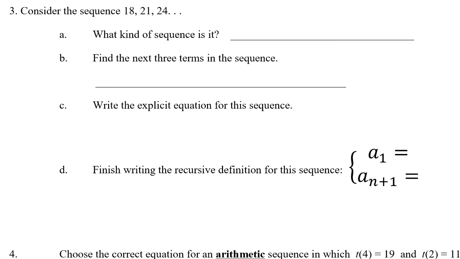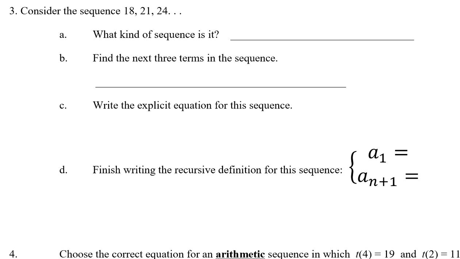Number 3, consider the sequence 18, 21, 24. What kind of sequence is this? And then same as the last question, what are the next 3 terms? Write the explicit equation and write the recursive definition for the sequence.